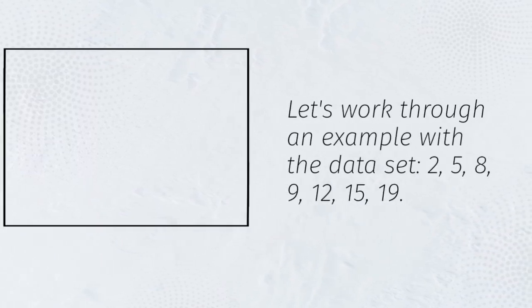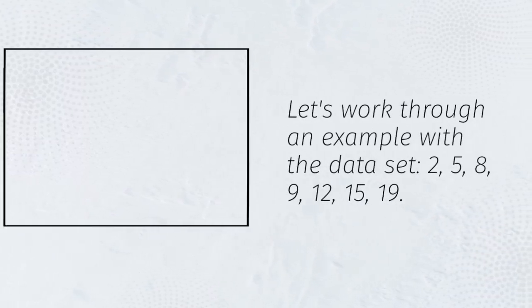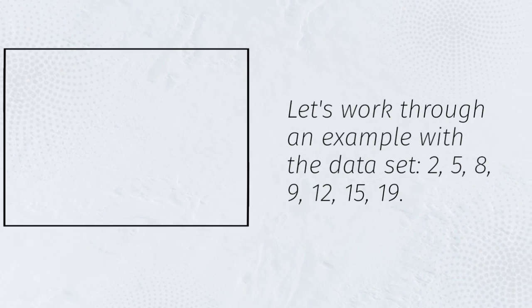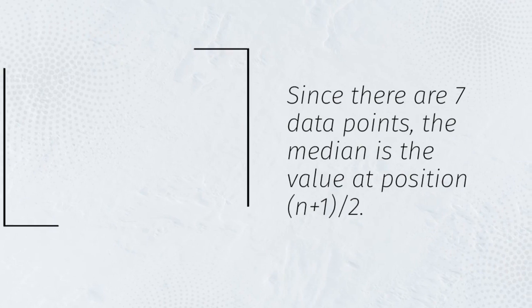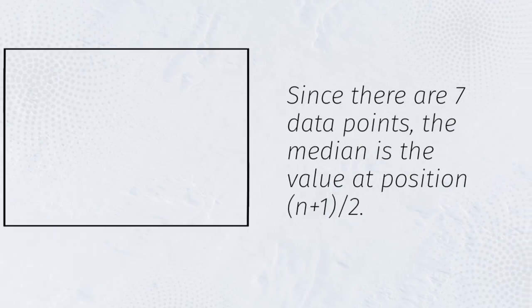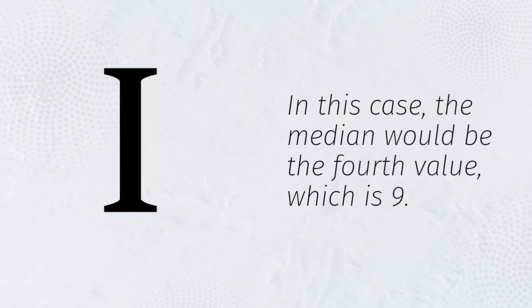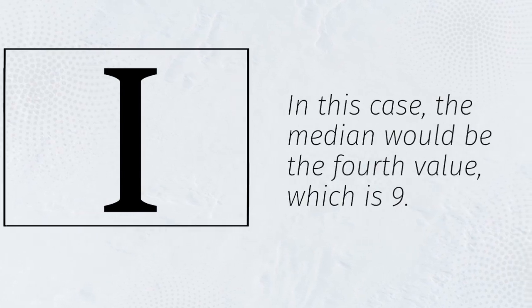Let's work through an example with the dataset 2, 5, 8, 9, 12, 15, 19. Since there are 7 data points, the median is the value at position (n + 1)/2. In this case, the median would be the fourth value, which is 9.